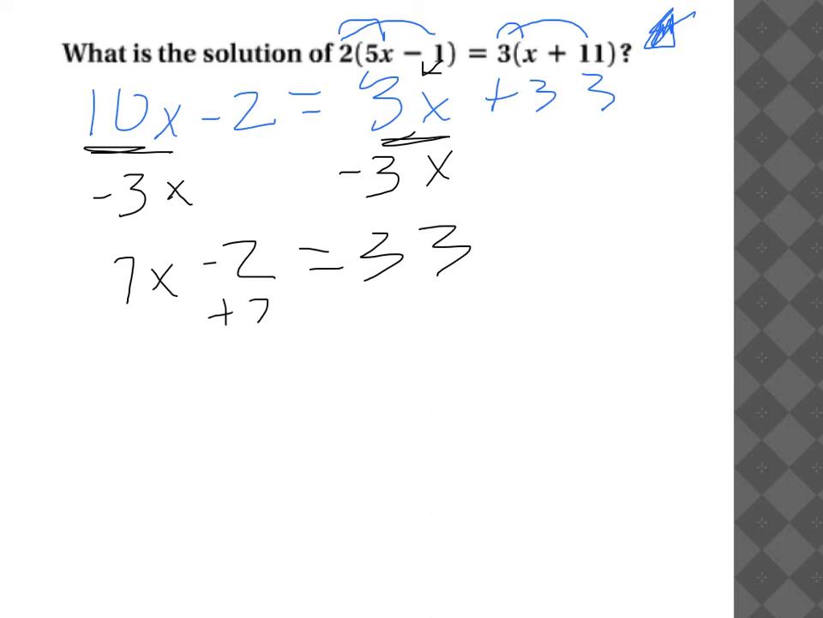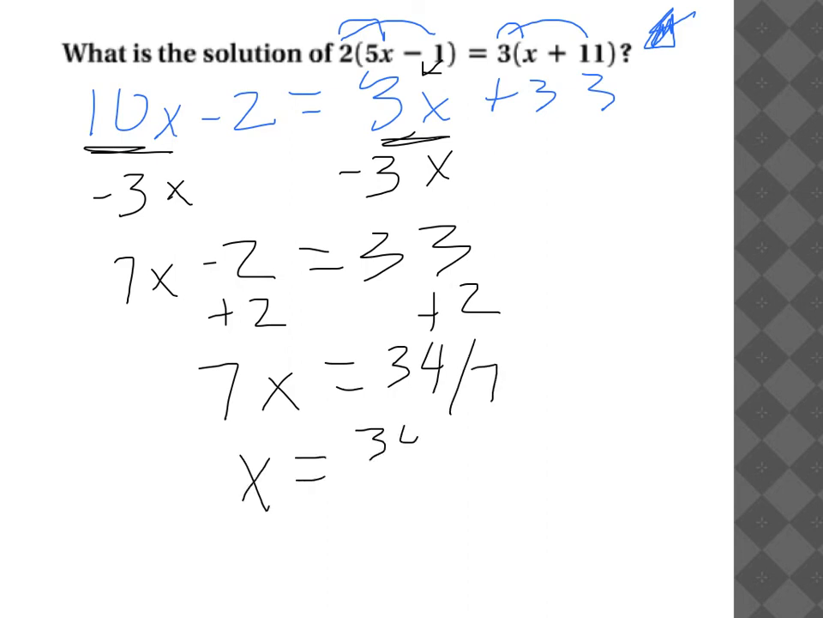Now it's just like problems that we have been dealing with. So 7x is equal to 35. Divide by 7, x is going to be equal to 35 over 7. Now leave it just like that as a fraction.